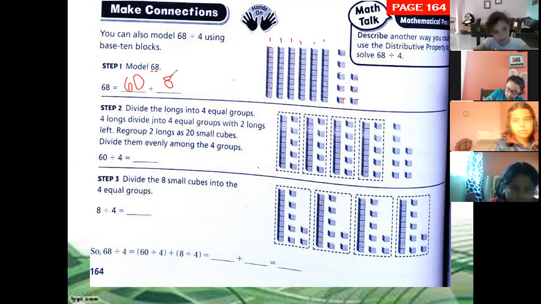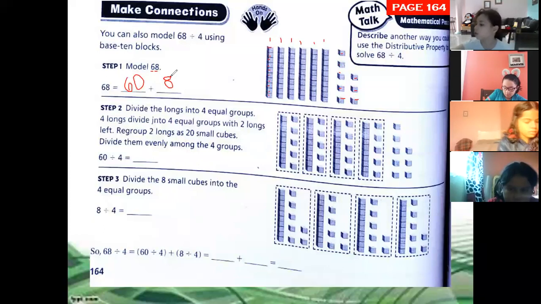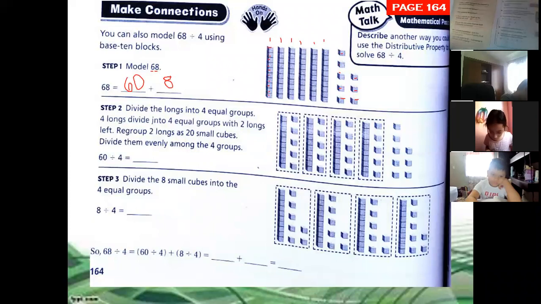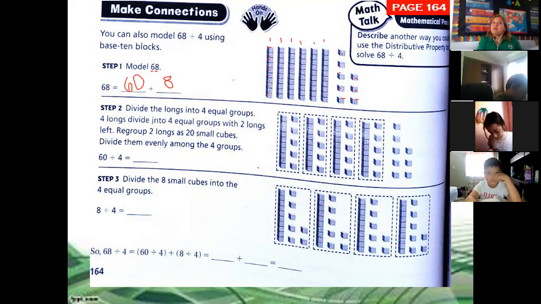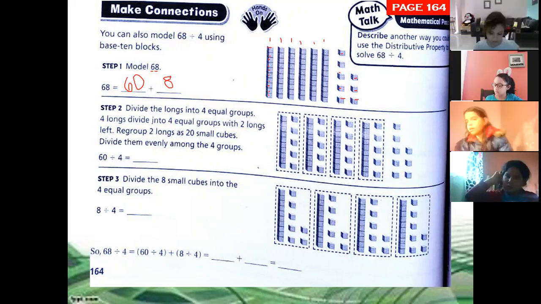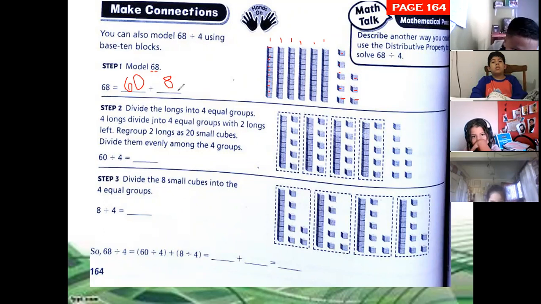If you remember this problem, we solved it in the first page. This exercise is on page 163, it is the exercise D. If you check your book, you are gonna see this problem on letter D. It says there 68 divided by 4. So it's the same problem, but we are gonna solve it in a different way. We're gonna use 10 blocks.